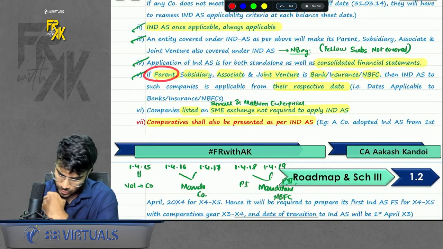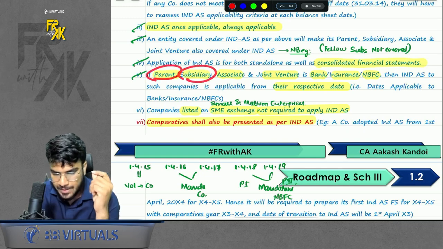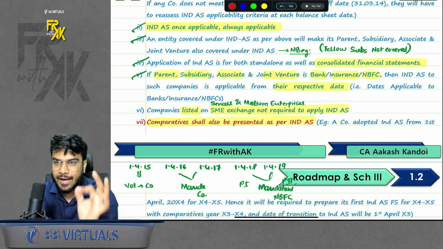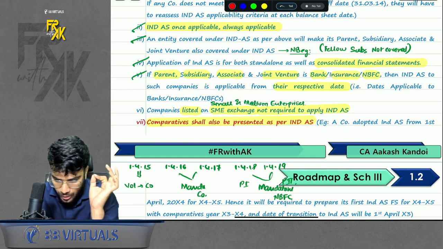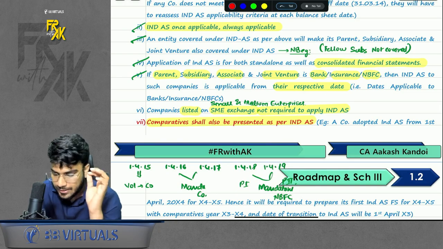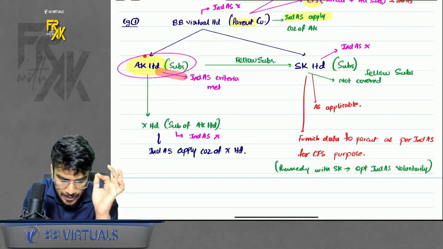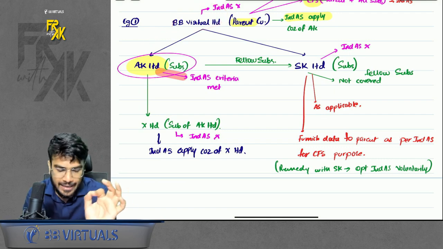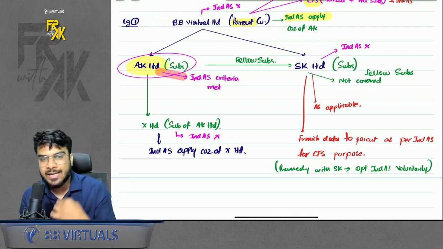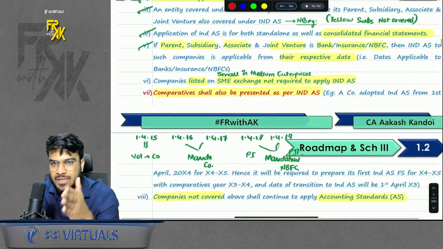If Ind AS is applicable to standalone as well as CFS, already discussed. If your parent, subsidiary, associate, or joint venture is a bank, insurance company or NBFC, then Ind AS doesn't apply directly. You will check the respective dates. For example, AK is a subsidiary, a normal company, but BB Virtuals is a bank. In that case, you will not apply Ind AS to BB Virtual because of AK Limited. BB Virtual will check its own date for application of Ind AS. Simple, because the dates for banks, NBFC, insurance are different.